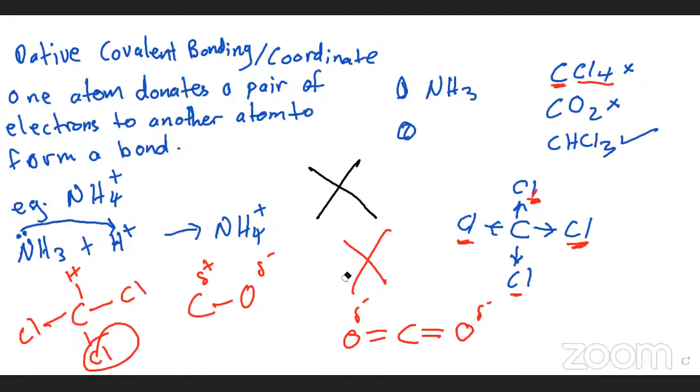I just want you to know that if you have an even number of electronegative atoms, they're going to cancel each other, so you will not end up with a dipole. So CCl4, you have four chlorine atoms bonded to carbon. That molecule is not going to be polar because the four chlorines will cancel each other. CO2 is not going to be polar because the dipoles from these two oxygens cancel each other.